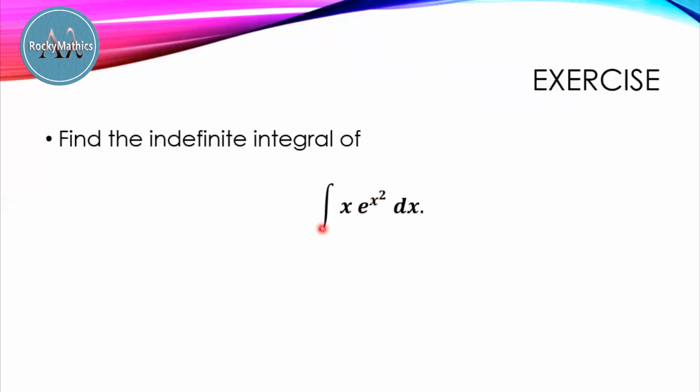And we have here the exercise. So if you want to practice more on integration by parts, I provide you with this exercise. So if you want to know the answer, just comment your answer in the comment section. So we have integral of x times e raised to x squared dx. So again, you need to solve this using integration by parts.